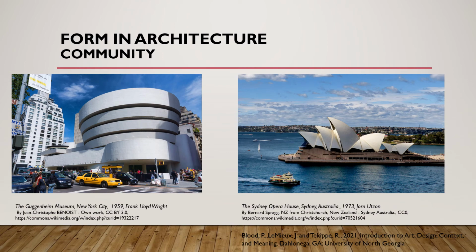Most recently, community type architecture has taken many, many different forms. In 1959, Frank Lloyd Wright designed the Guggenheim Museum in New York City. And in 1973, the Sydney Opera House in Sydney, Australia was completed. And the sails on the Sydney Opera House are precast concrete.